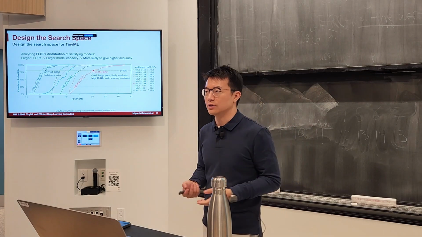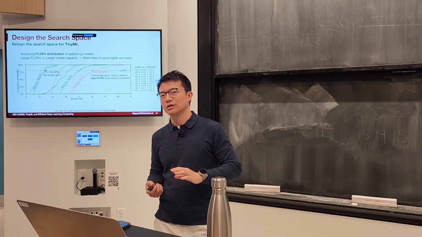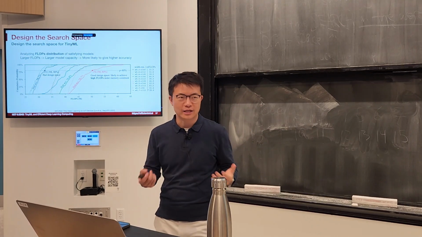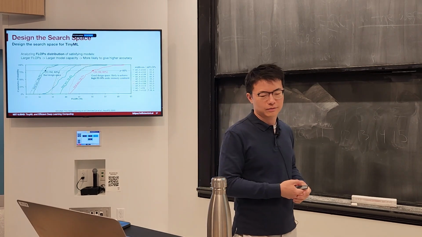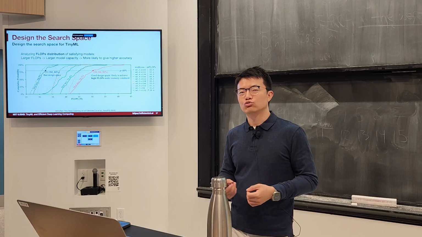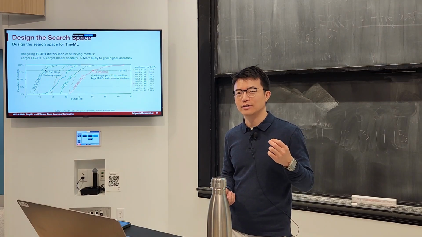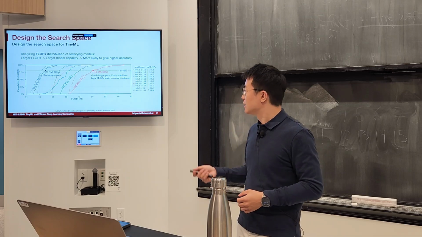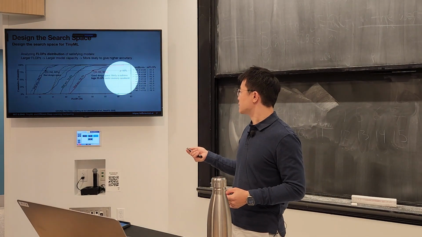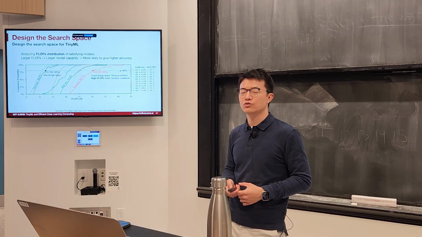Ideally, we want to evaluate the accuracy by training the model to the end, to observe the accuracy, right? But that is very computationally costly. So how do we evaluate a model without training it? So here we use a very simple but effective heuristic: a good design space is more likely to achieve high FLOPs under the same memory constraint.